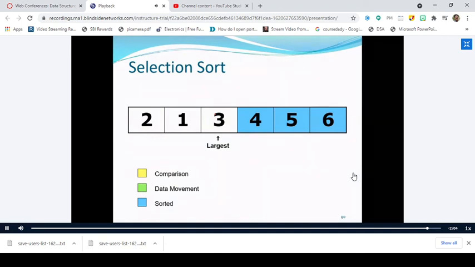Now out of 2 and 1, 2 is found to be the largest element. Swap it with the last element, right? This is done. Right. Is it clear? Yes, sir. Right. So this is the end of our today's session.